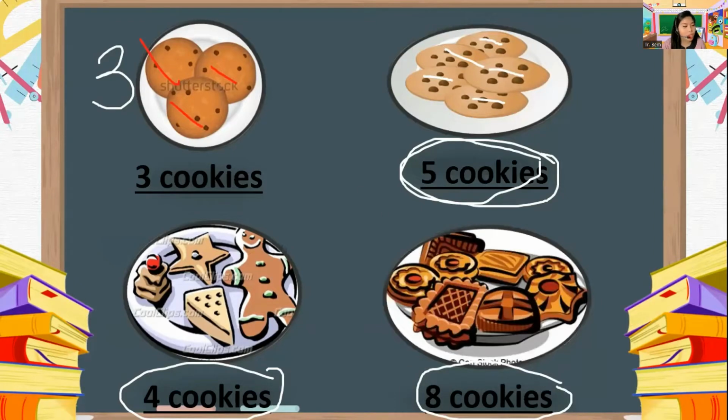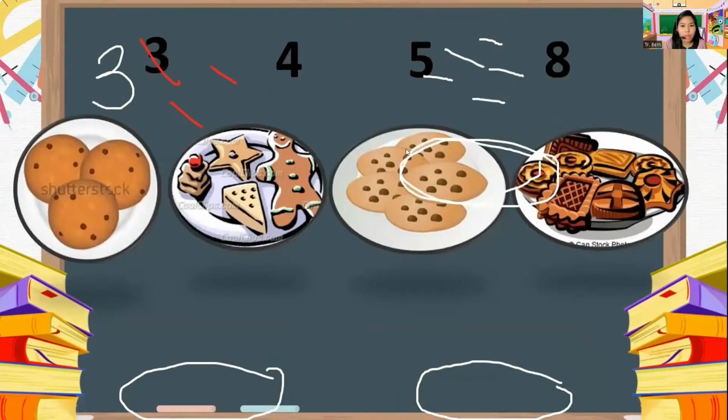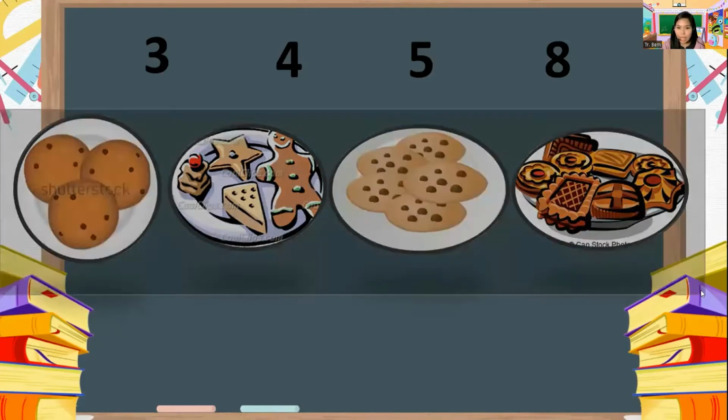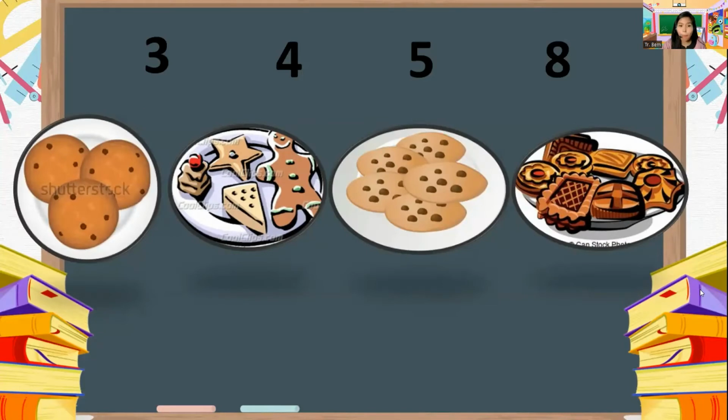Okay, as what you can see here, everybody, eyes in here po. I hope that you can see my screen. All right, so here it is already arranged. The first plate we have three, the second plate we have four, the third plate we have five, and the fourth plate we have eight. So as what you can see here, the cookies are arranged from least to greatest. Again, the plates that we have here are arranged from least to greatest.